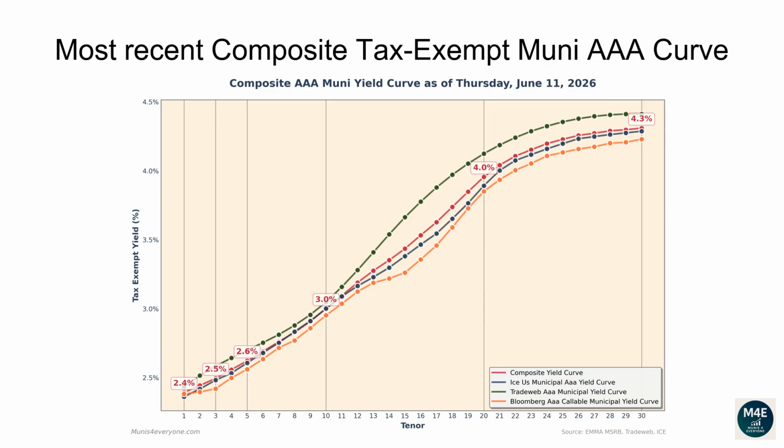The one-year composite tax-exempt yield is 2.39%. The two-year yield is 2.44%. The three-year yield is 2.5%. The 5-year yield is 2.62%. The 10-year yield is 3.0%. The 20-year yield is 3.96%. The 30-year yield is 4.31%.